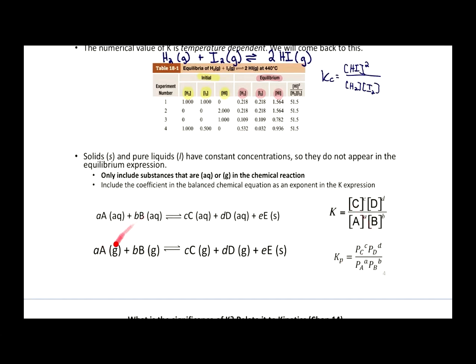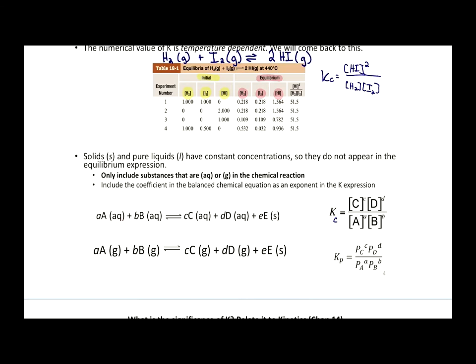All right, and so here is just kind of a summary of how we get those K expressions. This one is Kc because things are concentrations. So Kc, C stands for concentration. So you want to put the molarity of anything that has a concentration into that K expression. Does substance C have a concentration? Yes, it does, because it's aqueous. Does D have a concentration? Yes, because it's aqueous. Does E have a concentration? No, because it's a solid.